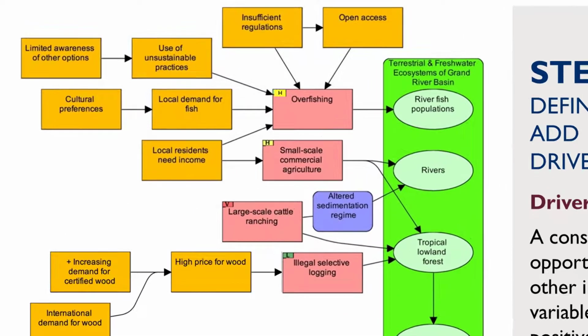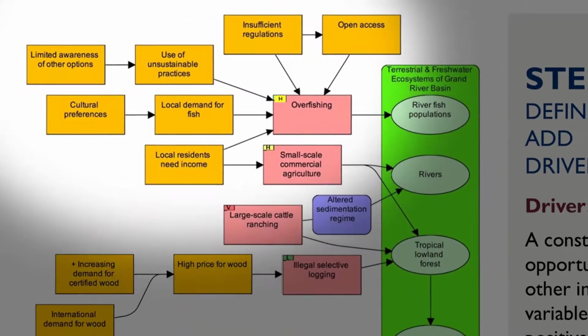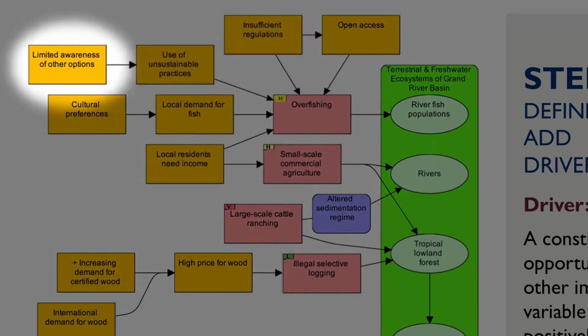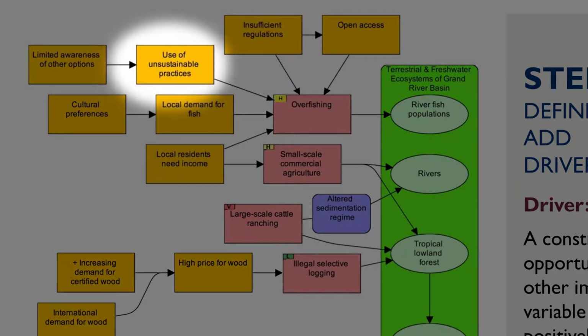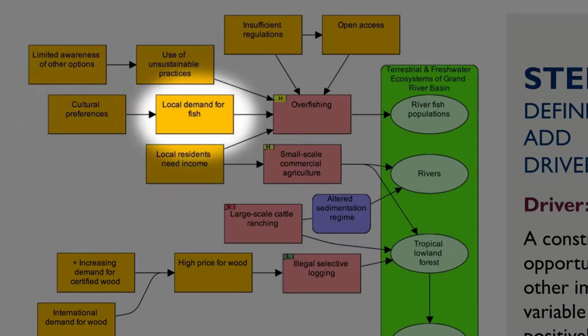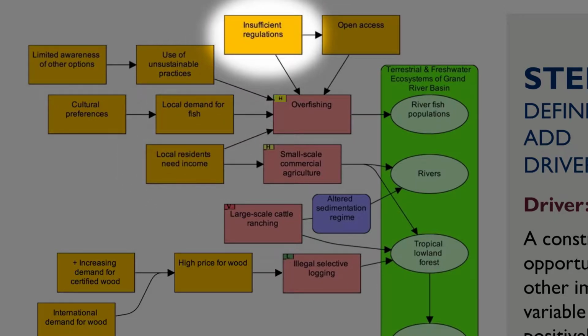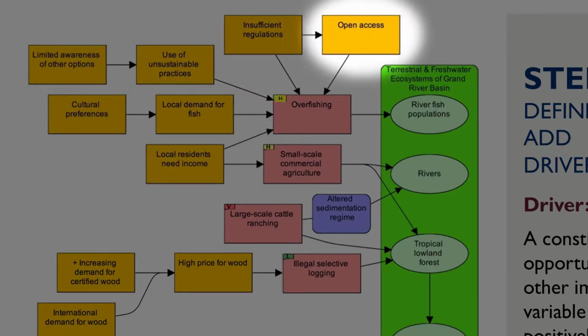To identify the drivers, we could ask, why is overfishing occurring? The drivers, represented by orange boxes in this example, are limited awareness of other options, use of unsustainable fishing practices, cultural preferences, local demand for fish, need for income, insufficient regulations, and open access.